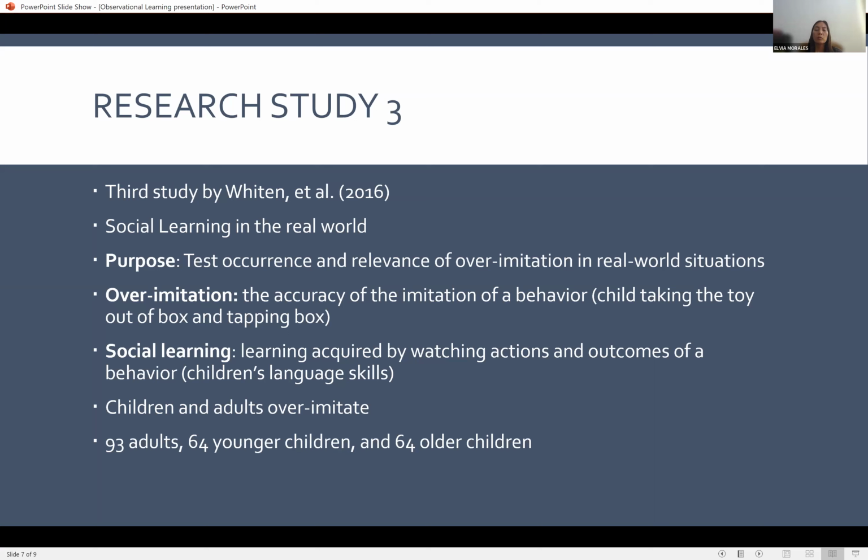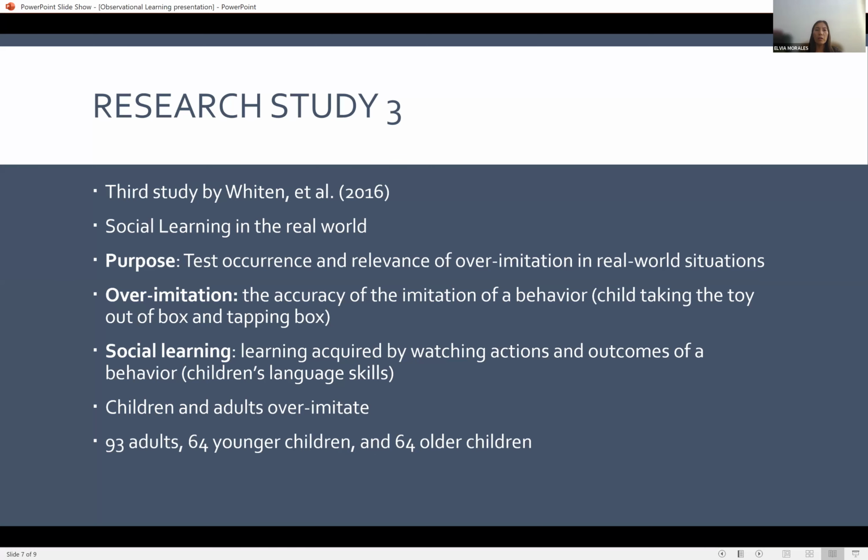One example can be a child taking the toy out of a box and tapping the box after watching an adult do it. And they will do the same steps, even tapping the box, which is an unnecessary action. Social learning refers to learning acquired by watching actions and outcomes of the behavior.